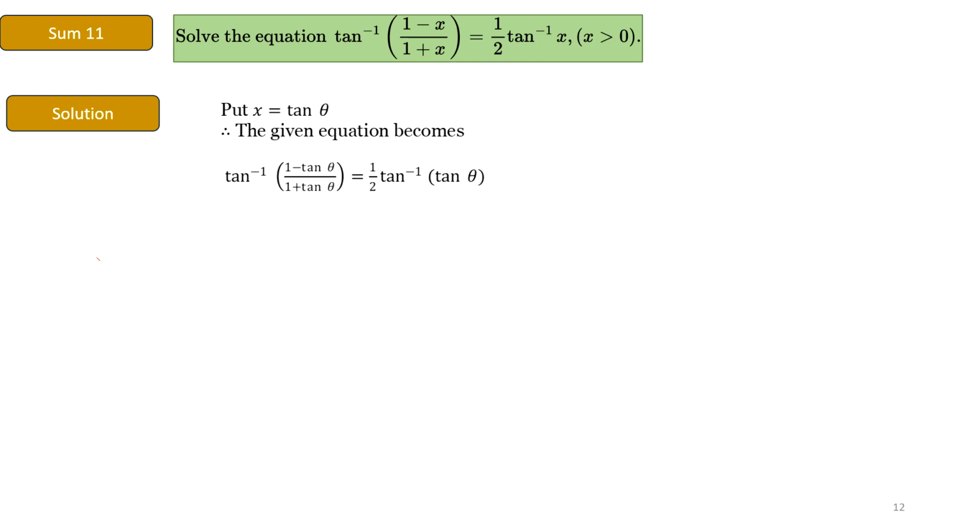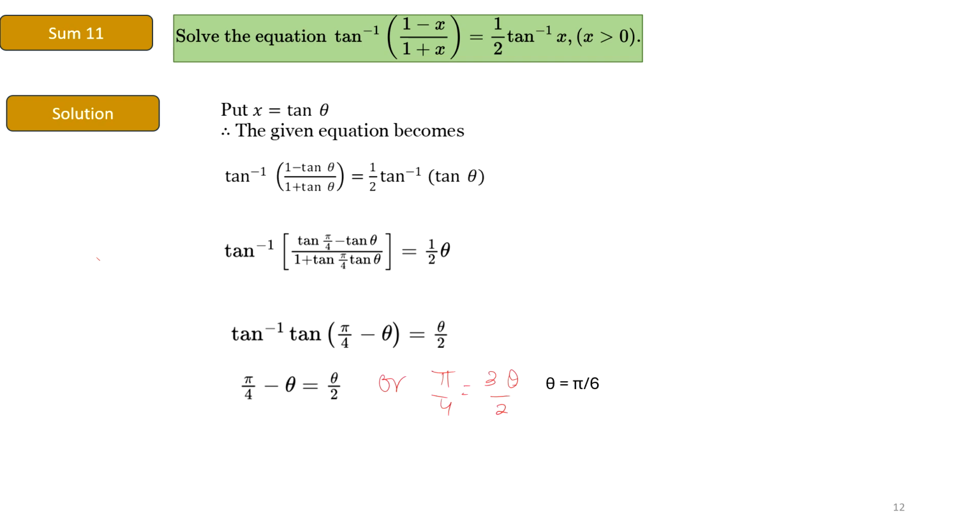Replacing 1 in the LHS of the above equation by tan pi by 4, the LHS of the equation is simplified to the form of tan A minus B, whereas the RHS is simply half of theta, as the right hand side in previous step was simplified to the form of tangent inverse tangent theta. Final answer will be x is equal to tan theta is equal to tan pi by 6, or 1 by root 3.